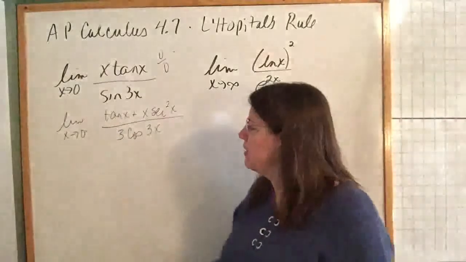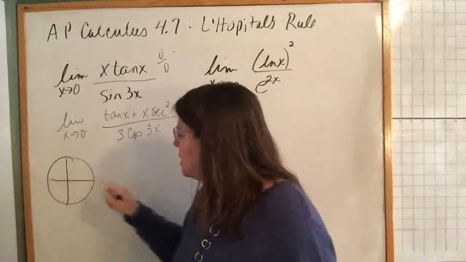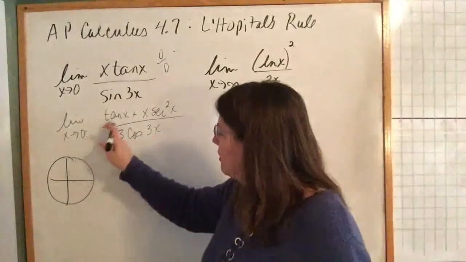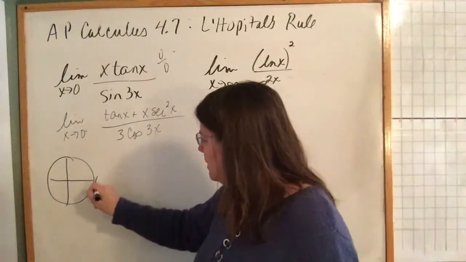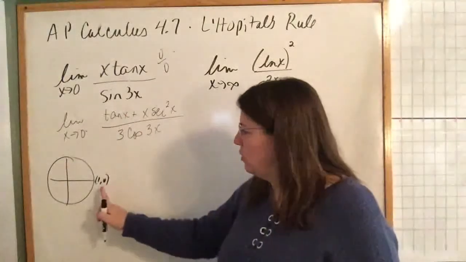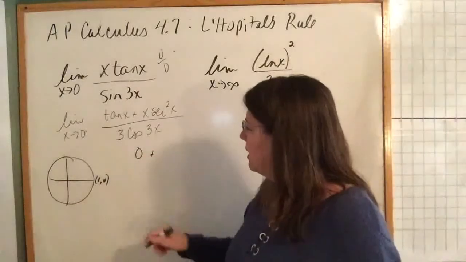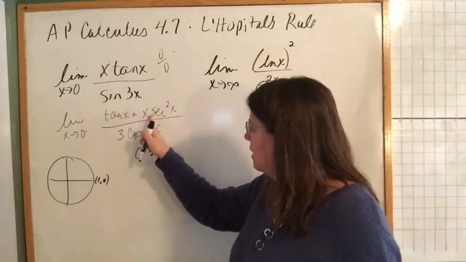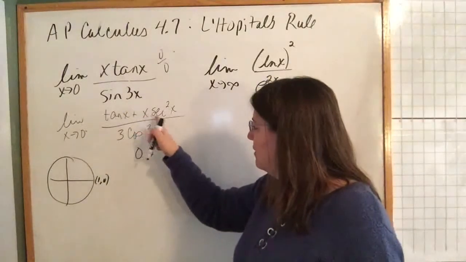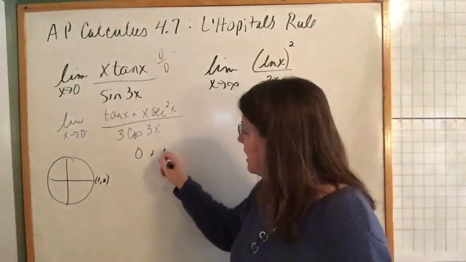So now if we plug 0 in, and I'm going to draw a little unit circle here so we can talk about the math here. When I plug 0 into tangent, this ordered pair is (1, 0). So tangent of 0 would be sine over cosine, 0 over 1, which is 0. Plus, when I plug 0 in here, we've got 0 times secant of 0. So it doesn't matter what this is. 0 times anything is going to be 0.